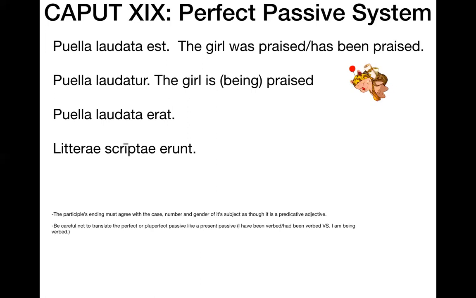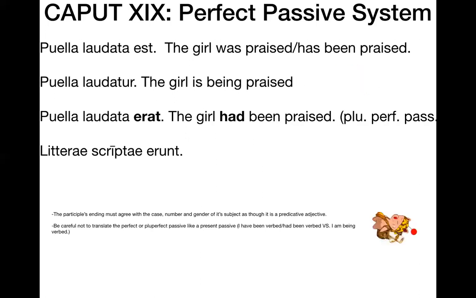The girl is praised. There you go. What would Puella Laudata Erat be? That's happening even further in the past. That's not perfect passive. It's what passive? It's pluperfect passive. So not "the girl has been praised," but "the girl had been praised." That's all it is.